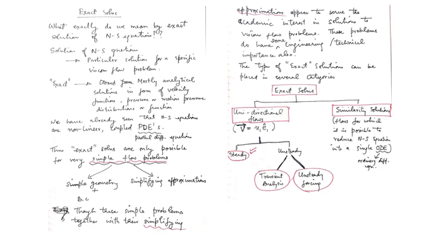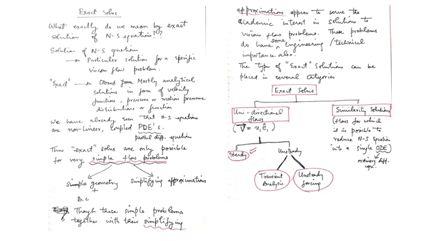Now, what is the other category on the other side? Similarity solutions. So these are some flows for which, though they are not unidirectional, it is possible to reduce the Navier-Stokes equations into a single ordinary differential equation. So partial differential equations getting reduced into an ordinary differential equation. In mathematics, such ideas are grouped under the broad category of similarity solutions. Okay.